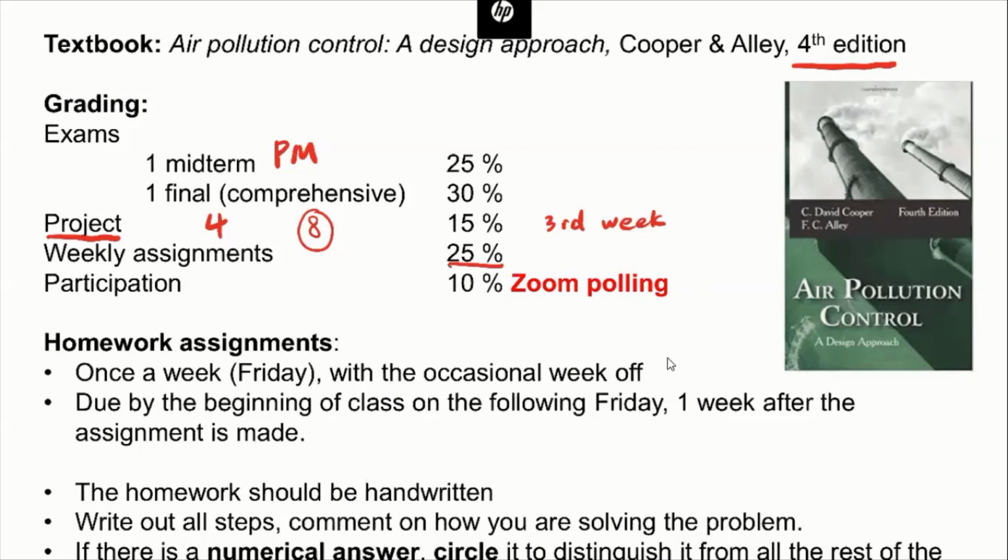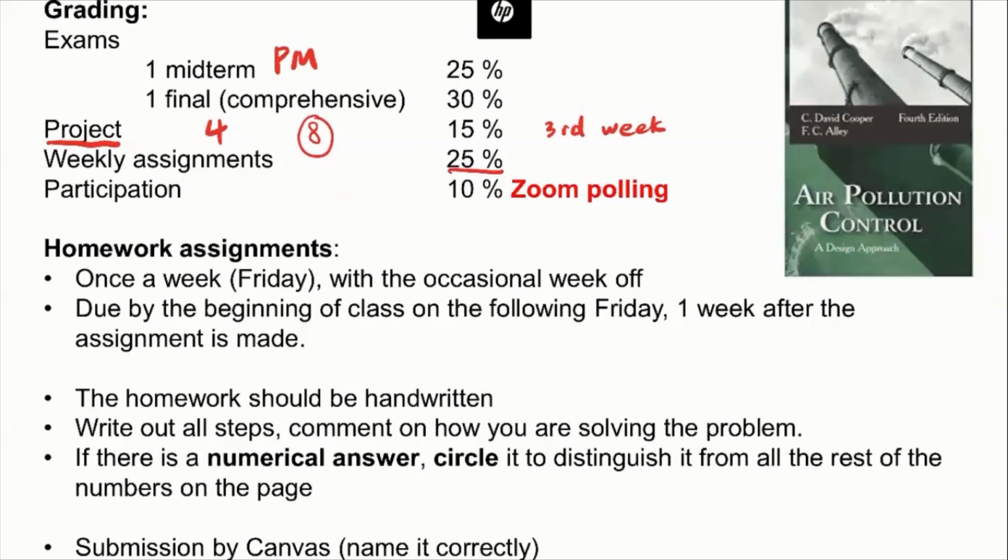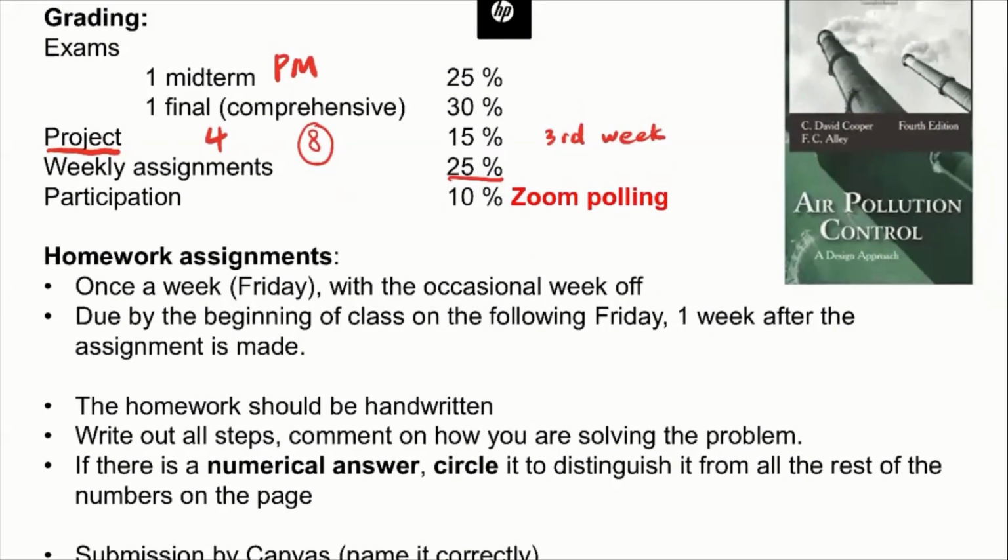Minimize this. And then regarding the homework assignments, it's going to be once a week. So every Friday, I'll make these assignment problems available on Canvas. We will have an occasional week off, basically to celebrate, for example, the midterm. I know that during the midterm time, you also need to prepare for other classes, so to reduce the burden, I'll make that a homework-free week. Okay? It will also be due by the beginning of the next class on Friday, so you have 1 week to work on the homework problems.